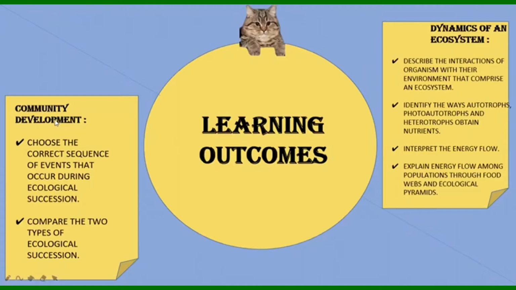At the end of the community development subtopic, you must be able to determine the correct sequence of events that occur during ecological succession and compare the types of ecological succession. At the end of the dynamics of an ecosystem subtopic, you must be able to describe interaction between organisms and the environment that comprise an ecosystem, to identify the way organisms obtain their nutrients, to interpret the energy flow, and to explain the energy flow through food webs and ecological pyramids.